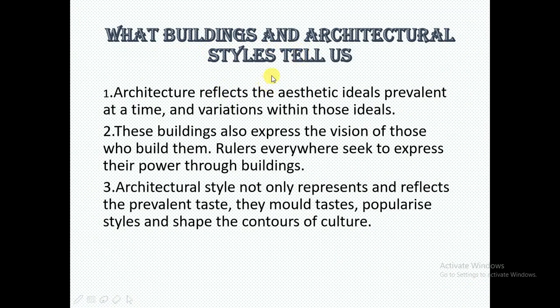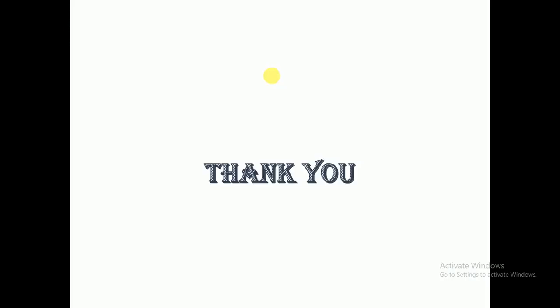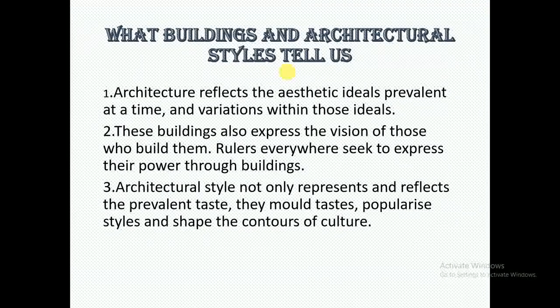Finally, what the architectural styles tell us is that architecture reflects the aesthetic ideals prevalent at the time and the variation within those ideals. These buildings also express the vision of those who built them, and rulers everywhere seek to express their power through buildings. Architectural styles not only reflect prevailing taste, they also popularize styles and shape the contours of cultures, right? When the British were ruling in India, they tried to introduce their European style along with the Indian system.